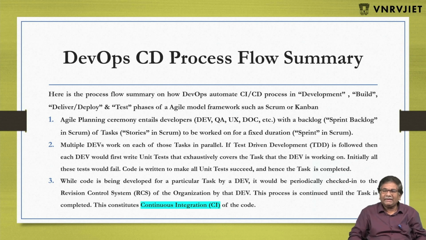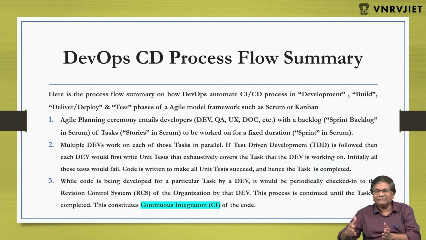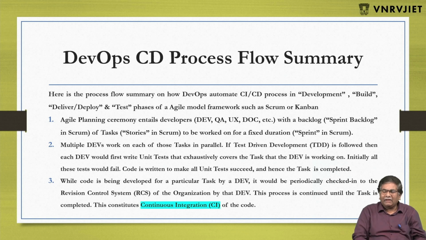If test-driven development is followed, then each developer would first write the unit test cases that exhaustively cover the task that the dev is working on. Initially, all these tests would fail. Code is written to make all unit tests succeed, and hence the task is complete. This is a great way of development. Actually, it is difficult to follow in the beginning, but once it is followed, it is a really robust way of development, which is nothing but test-driven development.